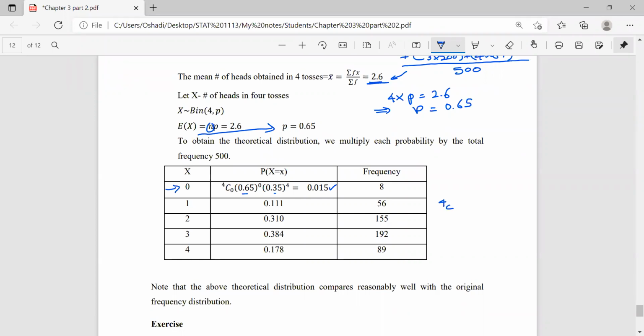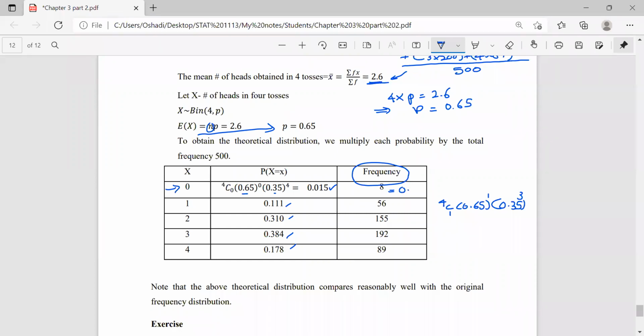It is 4C1, and 0.65 to the power 1, and 0.35 to the power 3. So the probability values are given. Since it is repeated 500 times, we have to multiply these probability values by 500 to obtain the frequencies. Okay, so just multiply.